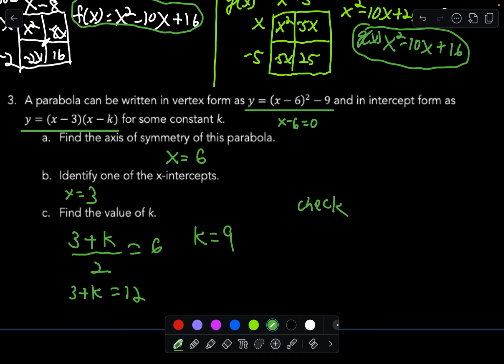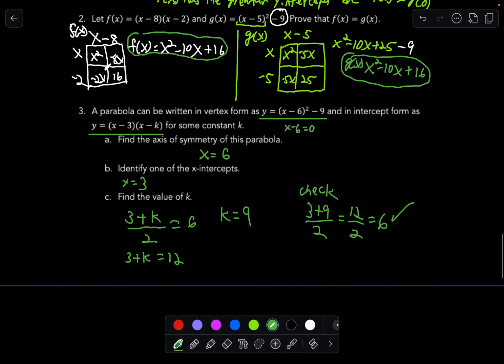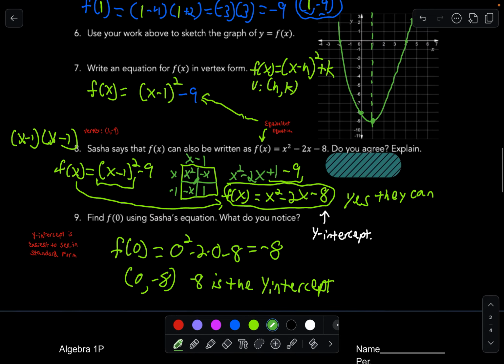All right? And you can double check. Here's the check. Make sure that 3 plus 9 divided by 2, which is 12 divided by 2, which equals 6, is the same as the axis of symmetry, which it is. So that is correct. And that is the end of the lesson for 7.5.